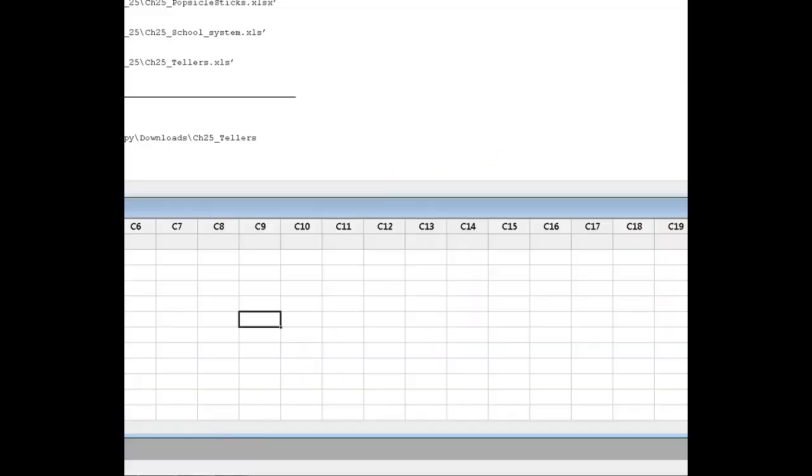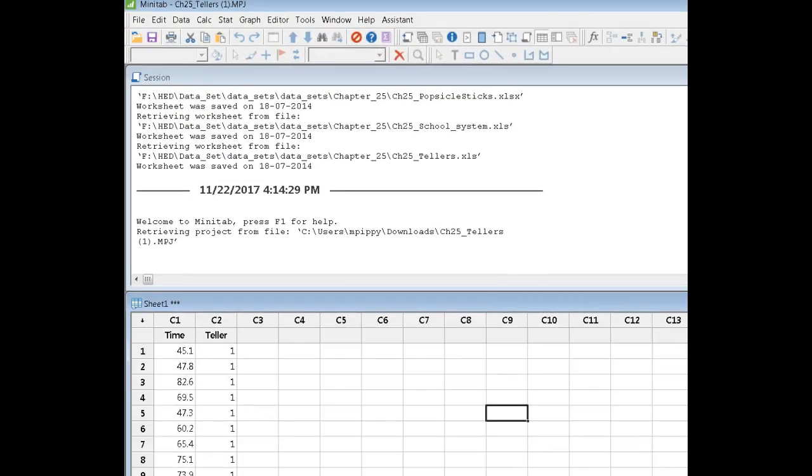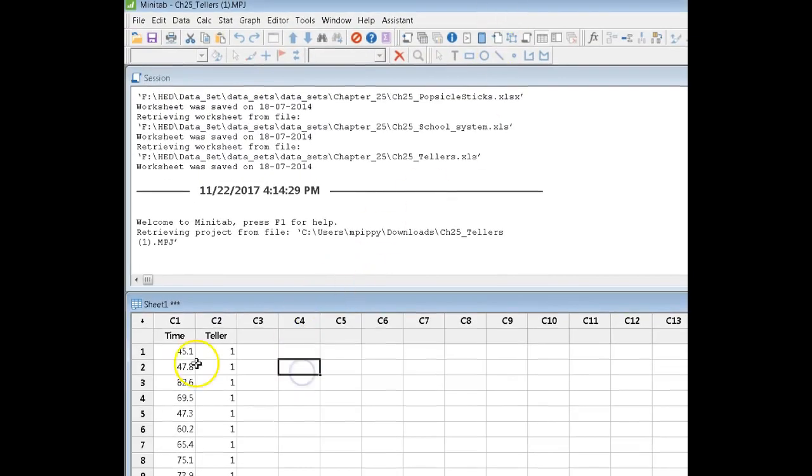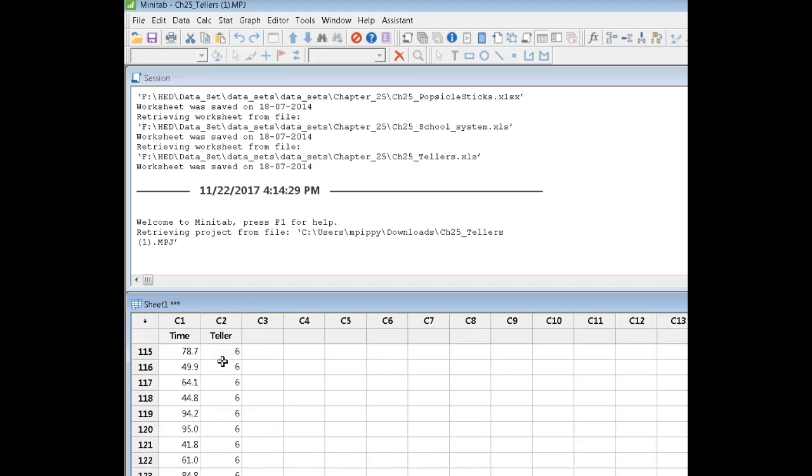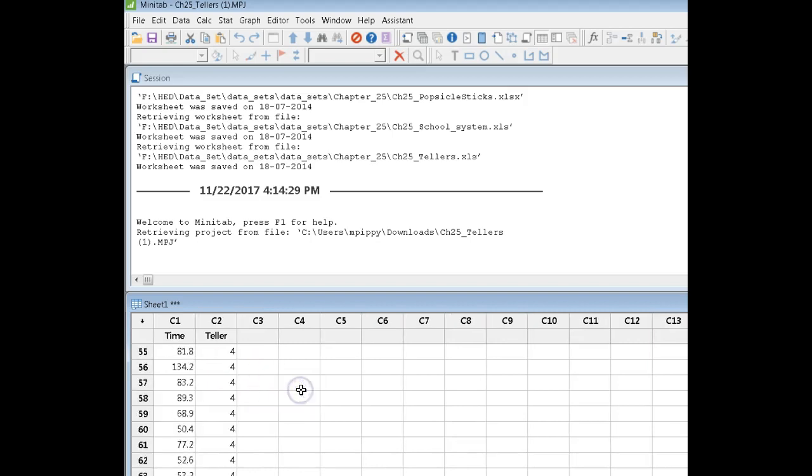Alright, I've got the data opened up here somewhere. Let's have a look. So we've got the time it takes to serve the customer in seconds. Don't know if I believe half of that. And the tellers are here 1, 2, 6. Alright, and there's a whole boatload of them.